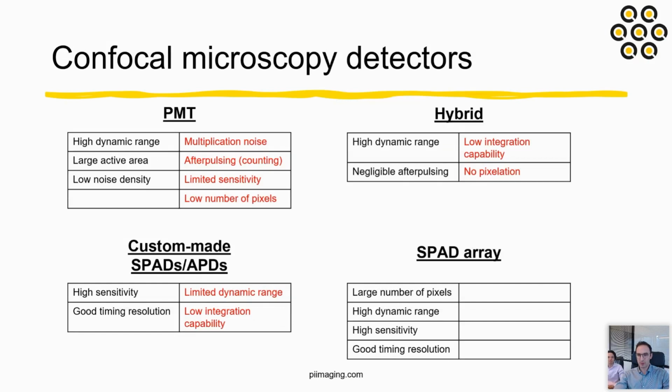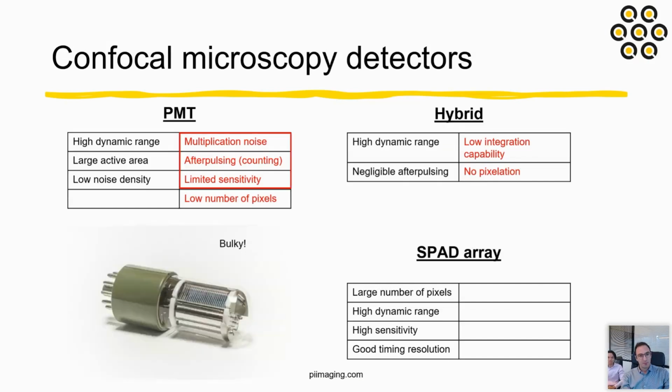SPAD arrays offer you to have really high sensitivity, not only high peak sensitivity, but also, in contrast to PMTs and hybrid detectors, a very wide spectral detection range. And then in conjunction with the large number of pixels, we offer high dynamic range and great timing resolution. Not to mention that, of course, PMTs are bulky compared to SPAD arrays, which are sized in the millimeter range.